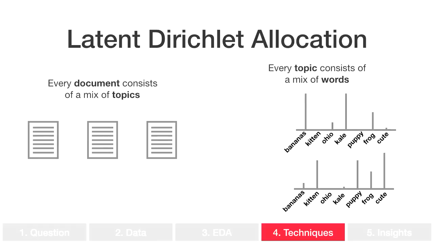Okay, so with latent Dirichlet allocation, it's all about these probability distributions, or these mixes. Just to reiterate, every document is a mix of topics, and every topic is a mix of words. So you can see here, this food topic has a lot of things about bananas and kale and frogs, and then animals has a lot about kittens and puppies.